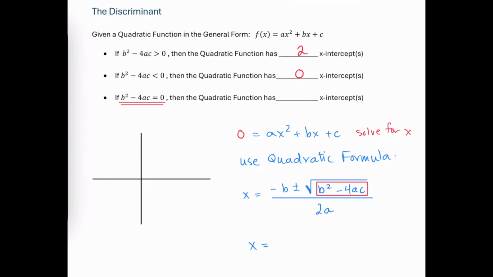If the quantity under the radical turns out to be exactly 0, then we get x is equal to negative b plus or minus 0, which is still going to be negative b divided by 2a. So the only x-intercept that we would get in that case is the x value that is the vertex. Let's recall that the vertex point is situated at the ordered pair negative b over 2a, and then the function evaluated at negative b over 2a. So in that situation, we would only have one x-intercept.